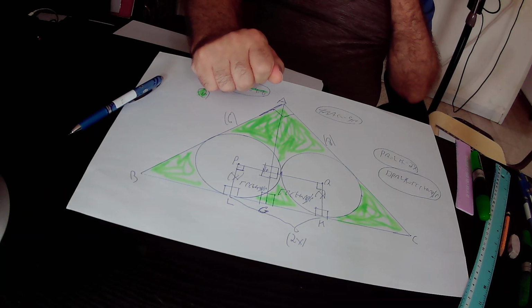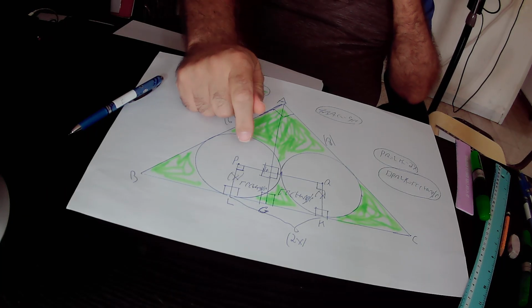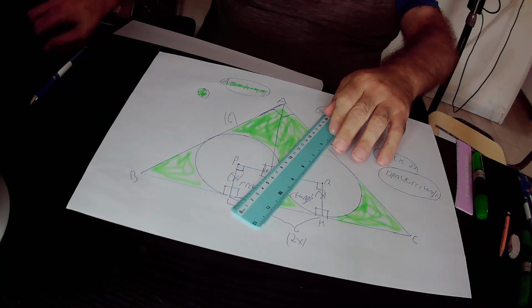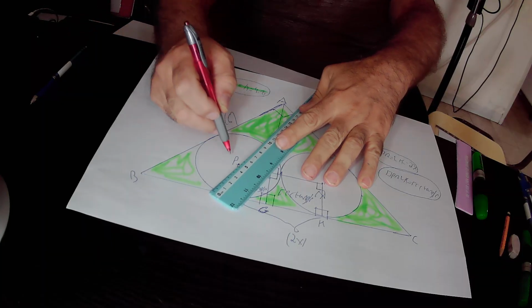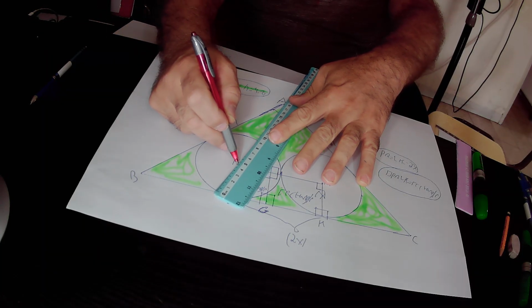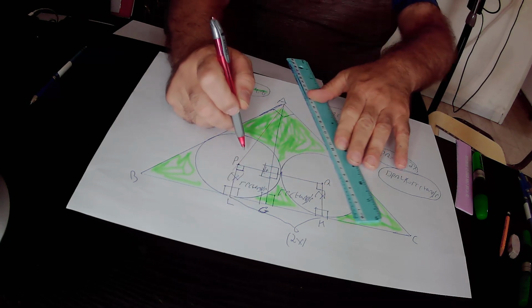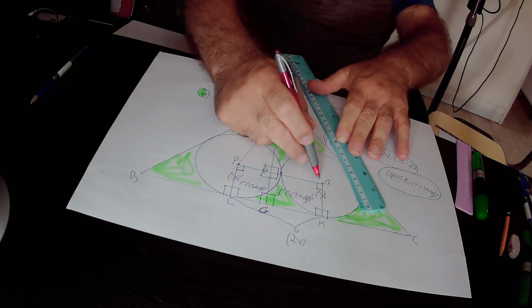So in the next step, we join points and P together by straight line. And we join points and Q together by straight line.